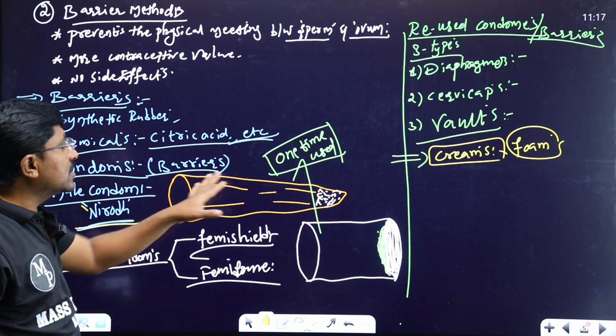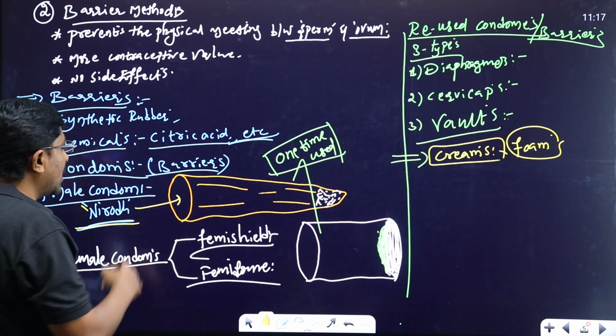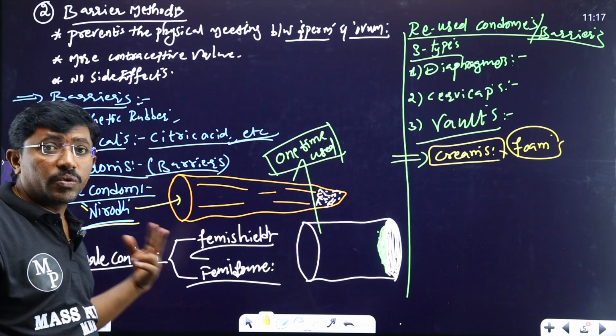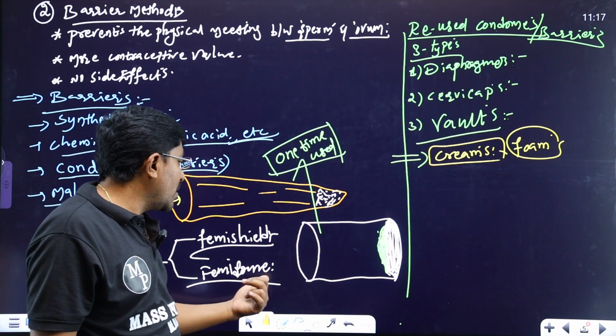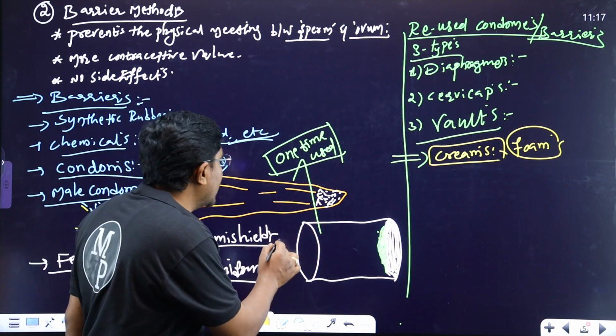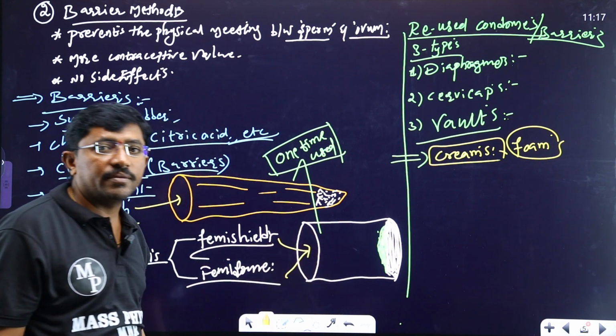Okay, and this is the structure of the male condom. Next, there are two types of female condoms: one is the Femishield and the second is the Femidome. This is the female condom structure.